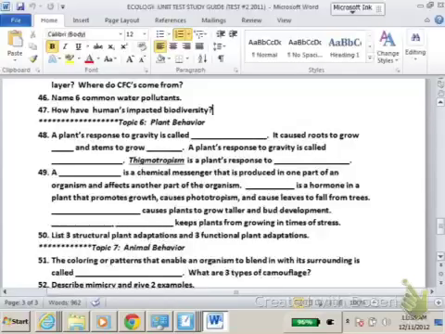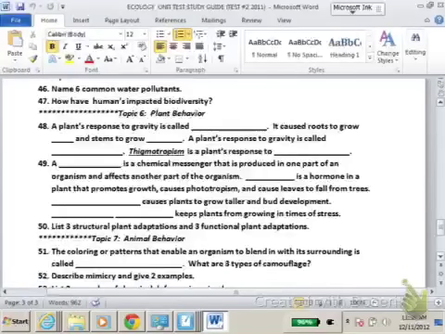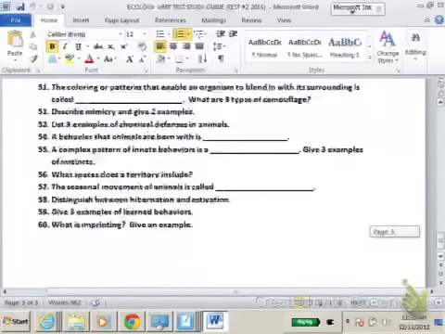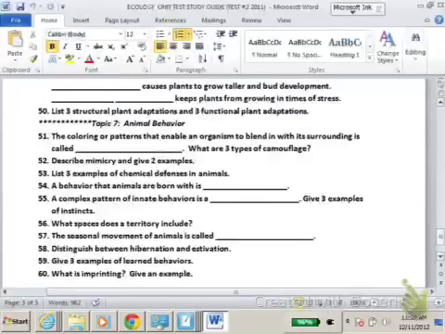Okay, we're going to skip 49 and 50, structural and functional plant adaptations. We're going to do that a little bit later. Let's talk about animal behavior just briefly. I think you already know most of this anyway. 51, the coloring or patterns that enable an organism to blend in with its surroundings is called camouflage.